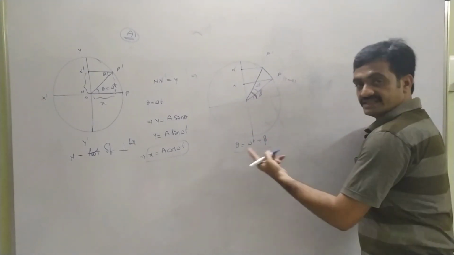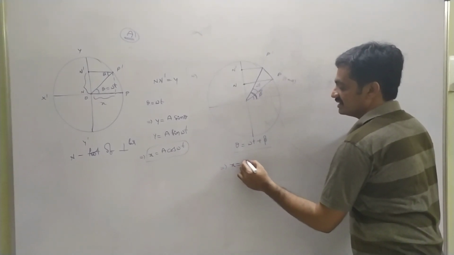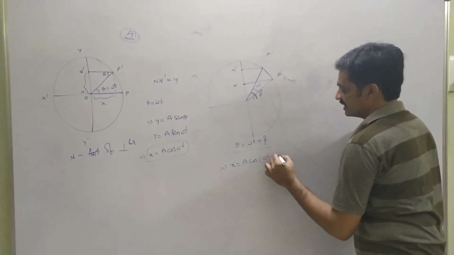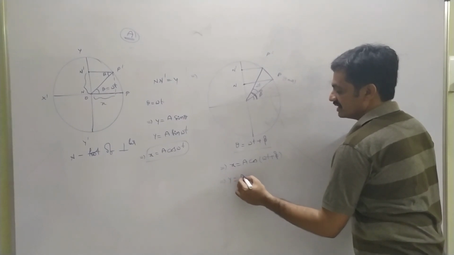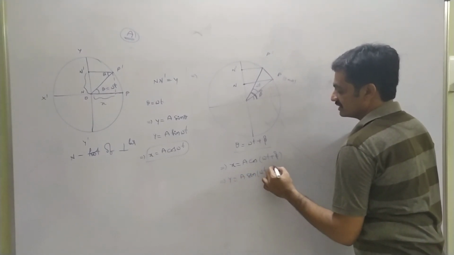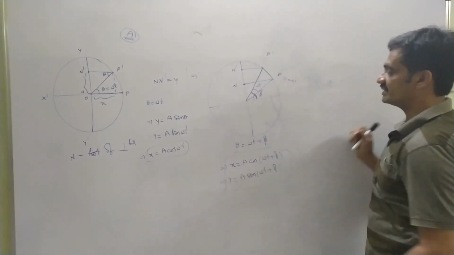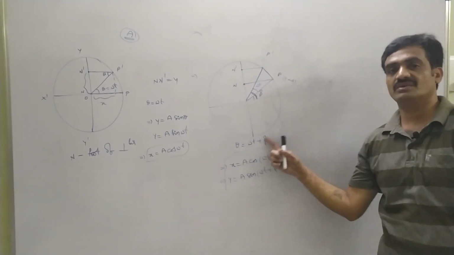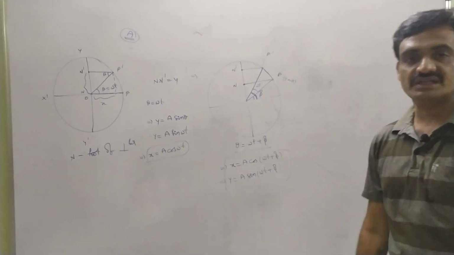So we have already discussed this. Based on that, the displacement equation can be given as x equals a cos(omega t plus phi), whereas y equals a sin(omega t plus phi). These two equations represent the displacement of a particle executing SHM based on the phasor diagrams. Take a screenshot, we will continue.